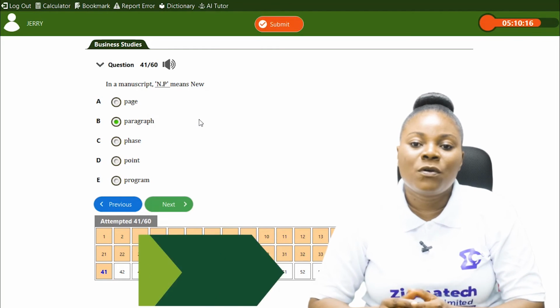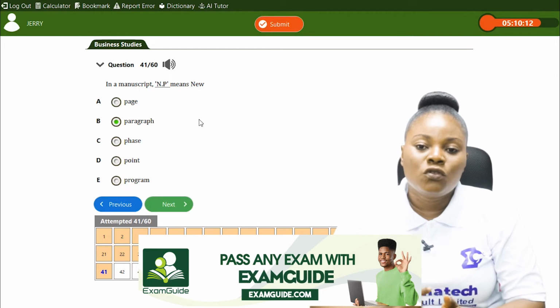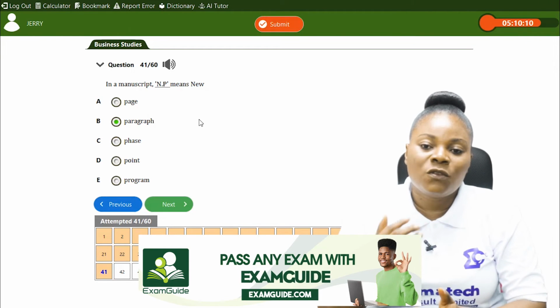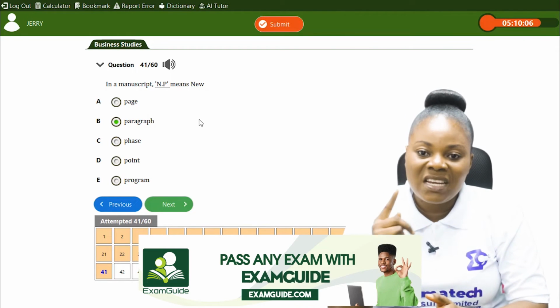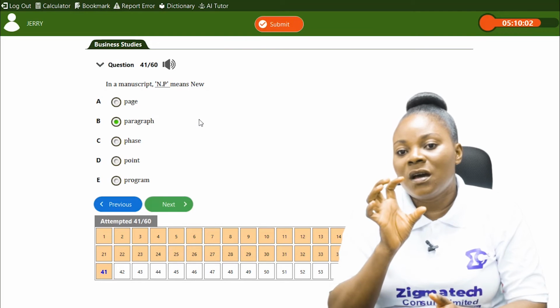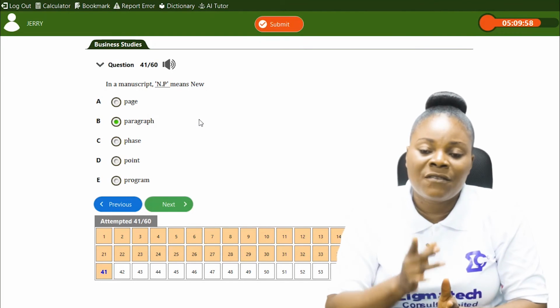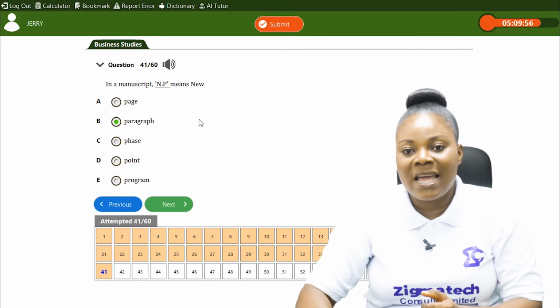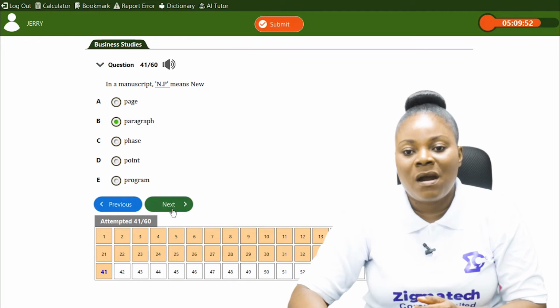So if, for example, as a secretary or as a typist, you were writing a line, and instead of you moving to a new paragraph, you continued on the same line, at the beginning of the line you are expected to take to the new paragraph, you will see this sign there, NP, telling you to take this line to a new paragraph.